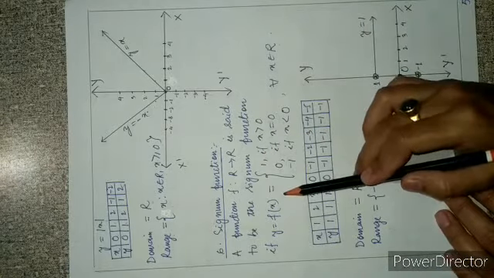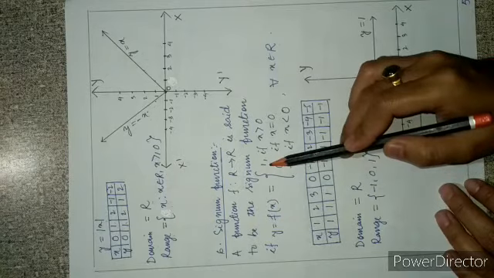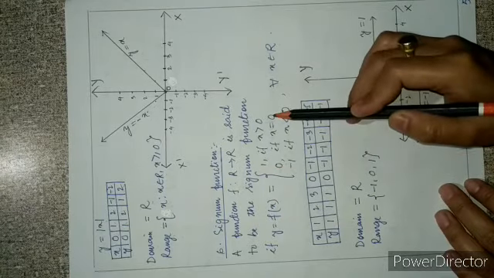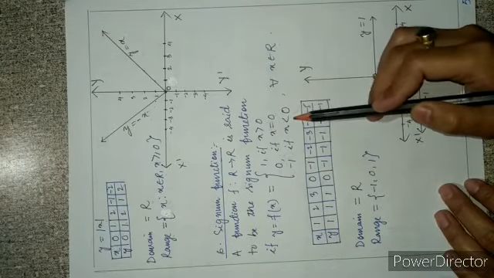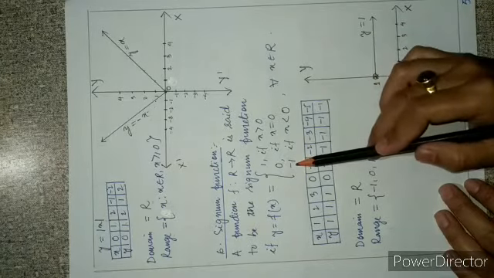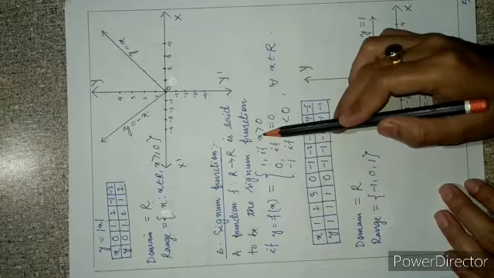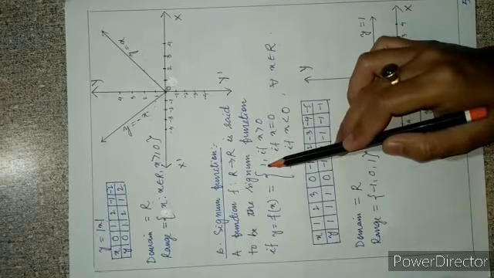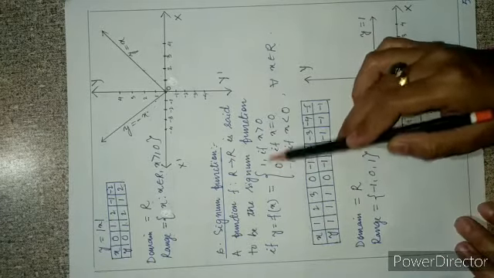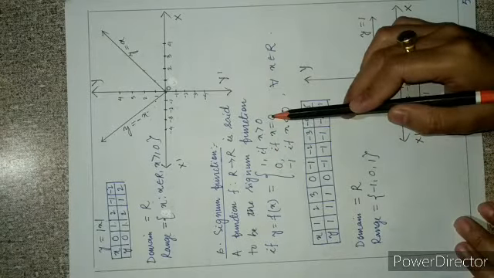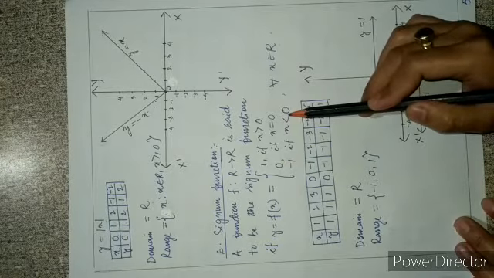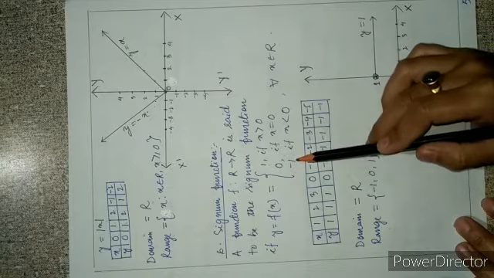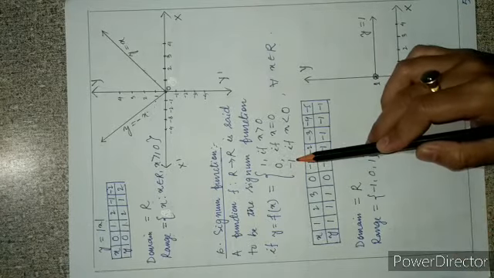In the signum function, every positive real number is mapping to 1. If x is equal to 0, 0 is mapping to 0, and x less than 0 means every negative real number is mapping to -1. Positive real numbers map to 1, meaning their image is 1. X equal to 0 maps to 0. And x less than 0, that is negative real numbers, map to -1.